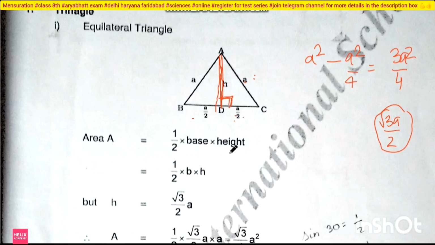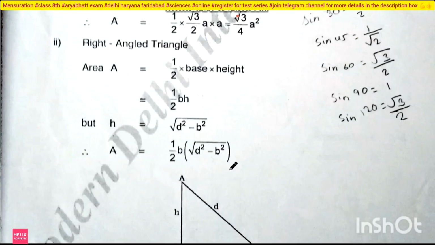Okay, so here when I take the height as √3/2 a, is it only for equal sides, or is it a general formula? It is a general formula for any equilateral triangle. Mind it, it should be an equilateral triangle. Okay, next is your right angle triangle.